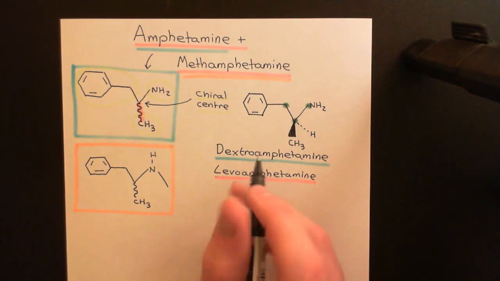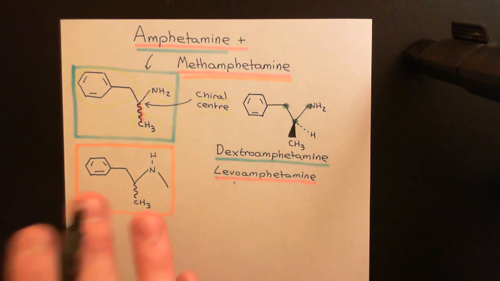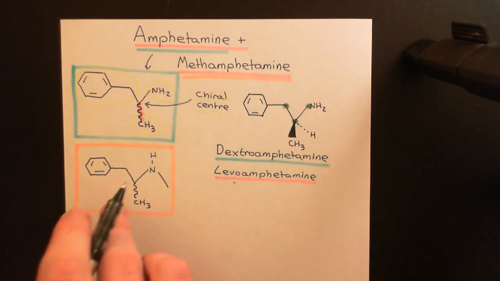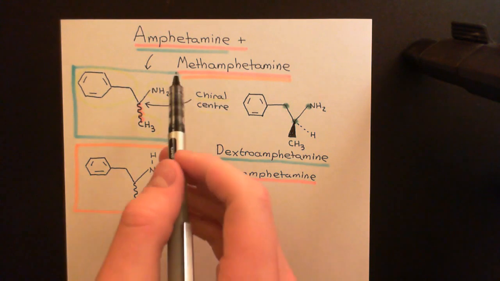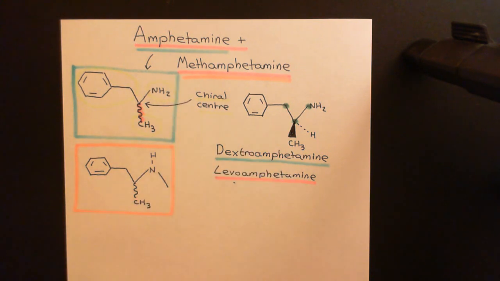So the naming is exactly the same as for amphetamine. The other optical isomer, where the methyl group goes into the page away from us and the hydrogen comes out of the page towards us, will be L-methamphetamine or levomethamphetamine. So the nomenclature at least is consistent for amphetamine and methamphetamine. Once again, when someone says that they're taking methamphetamine, it means that they're taking a mixture of the 2 optical isomers, dextromethamphetamine and levomethamphetamine.